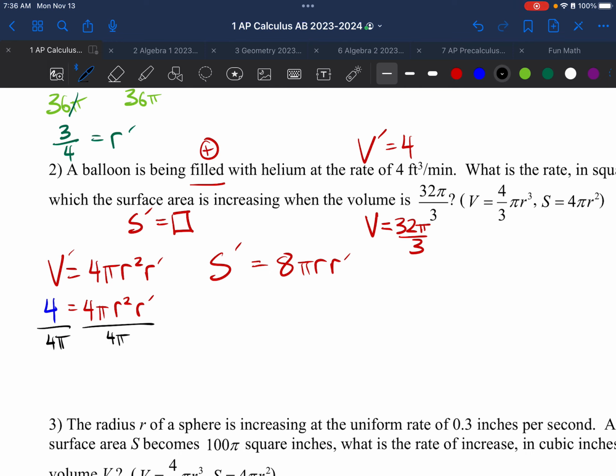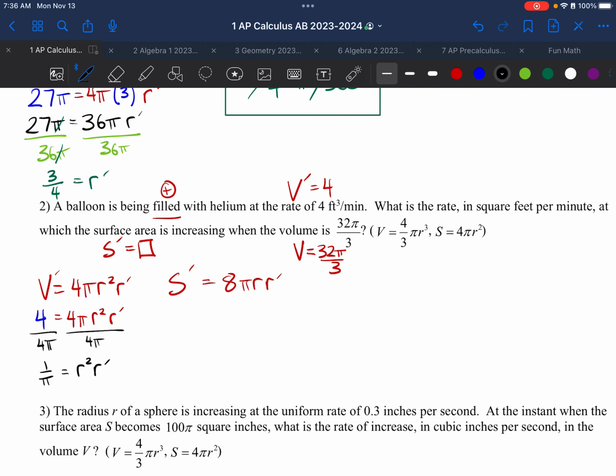What's that going to give me? It's going to be 1 over pi is going to be equal to r squared r prime. And I can't solve for either r squared or r prime because I need one more additional variable. Oh, okay. What have we not used so far? We haven't used the fact that volume is 32 pi over 3. Again, in AP Calculus, if it gives you a variable or it tells you some information, there are no red herrings. There are no misleading facts. You have to use it.